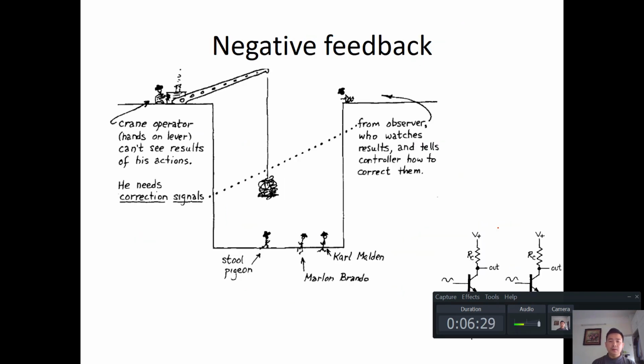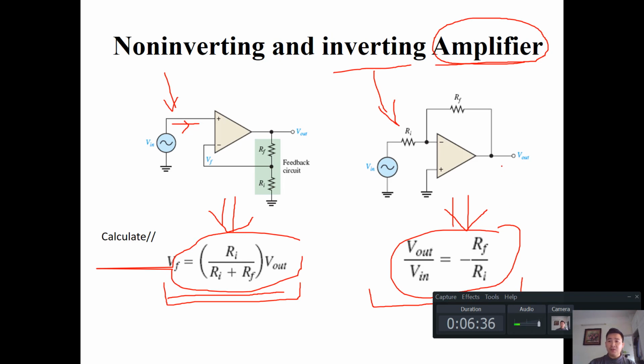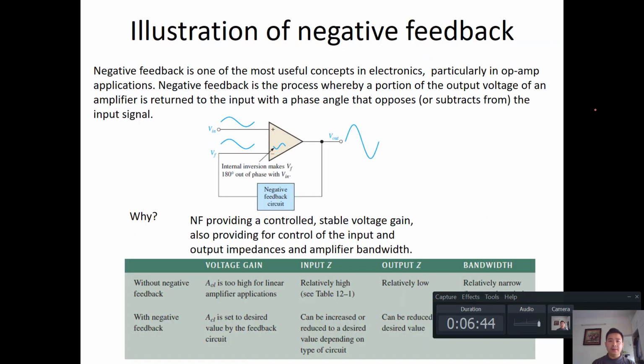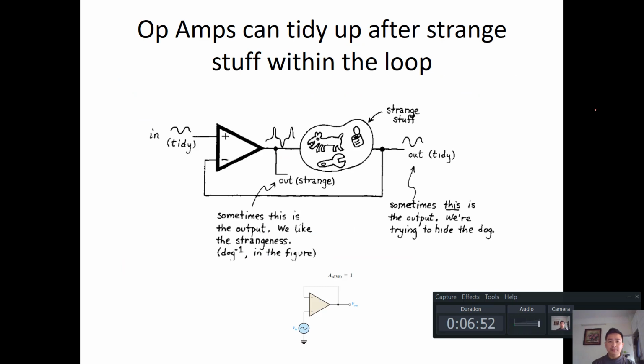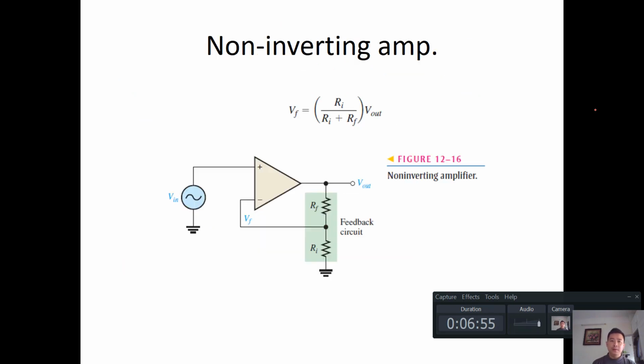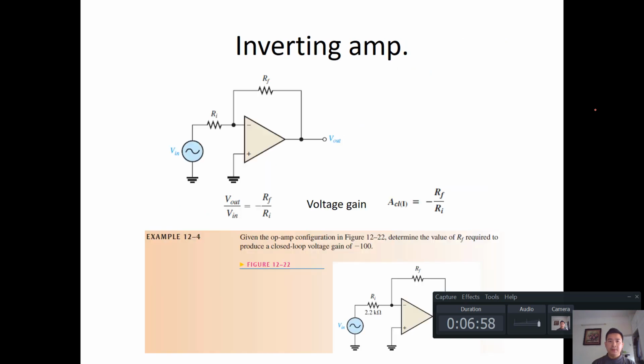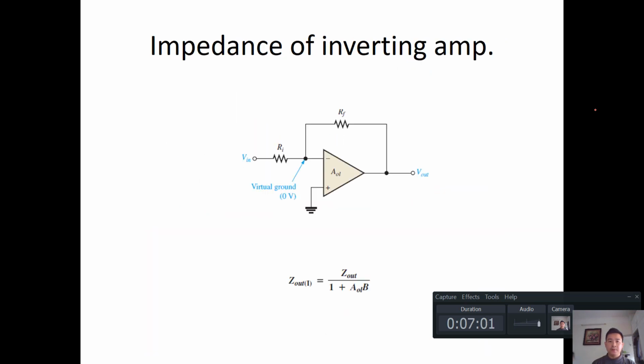Now, let's skip to some principles of negative feedback. Feedback is when we have some signal at the output and we return it to the input. That is called feedback. This is the illustration of negative feedback. You can see it on the slide. I will skip it. Skip it also. Non-inverting circuits, inverting circuits, the impedance of the inverting amplifier. You can see more on the slide.